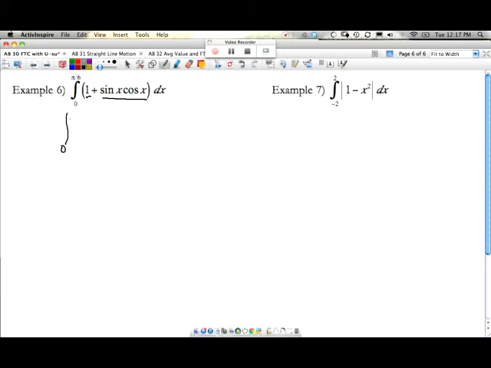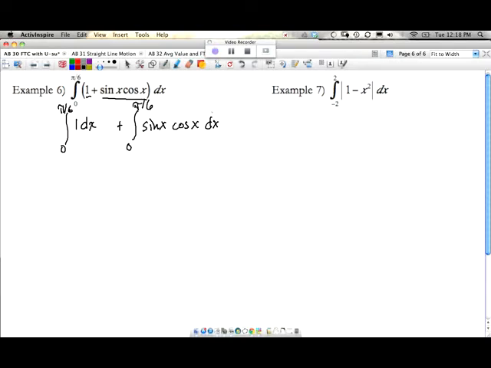So I'm going to have the integral from 0 to pi over 6 of 1 dx. Notice that I'm not translating this one. I'm leaving it in terms of x. But for the other one, we are going to translate that one. It's plus, then we got sine of x cosine of x dx from 0 to pi over 6.